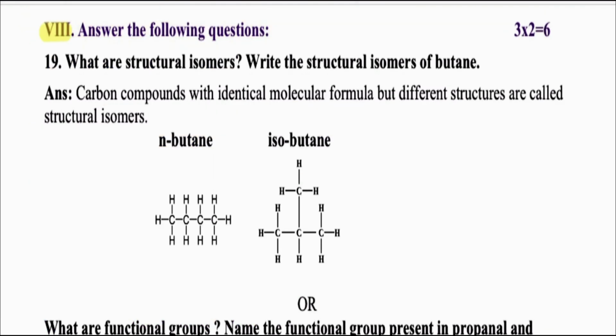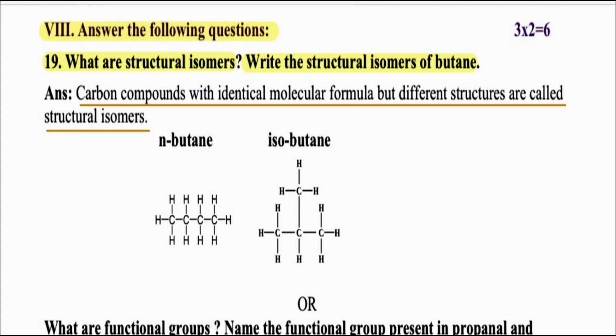8th main. Answer the following questions. Question number 19. What are structural isomers? Write the structural isomers of butane. Carbon compounds with identical molecular formula but different structures are called as structural isomers. Here n-butane and isobutane is given.